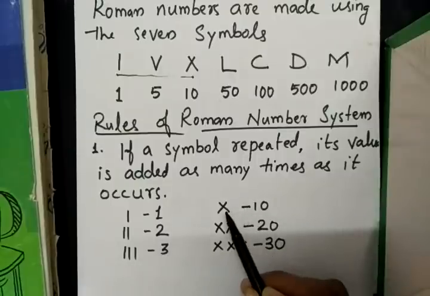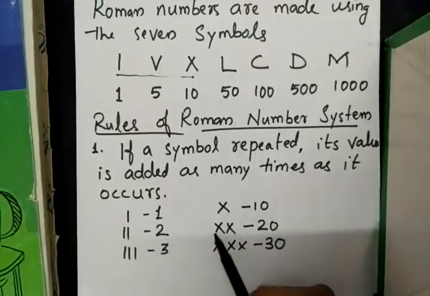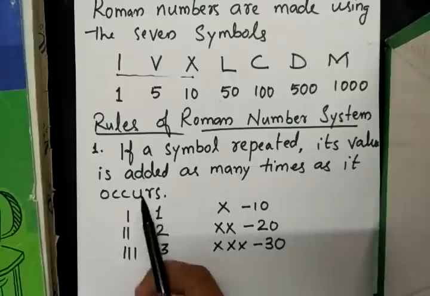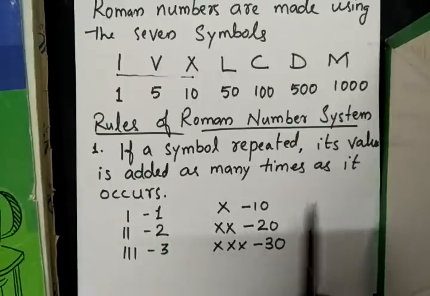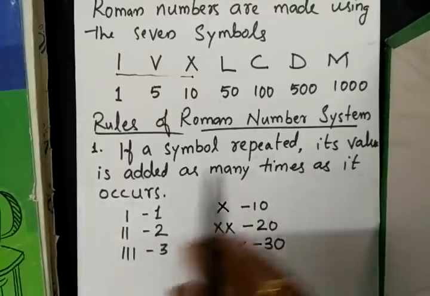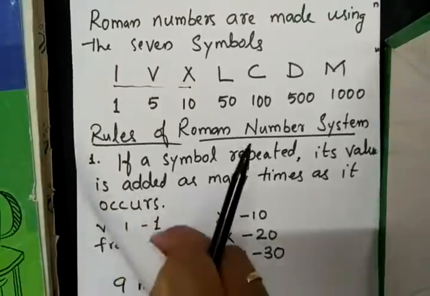Like this. X means 10. Writing X 2 times is 10 plus 10, which is 20. To write 30, 10 plus 10 plus 10, that is XXX. This is the first rule: if a symbol is repeated, its value is added as many times as it occurs. Clear? Let us see the second rule.